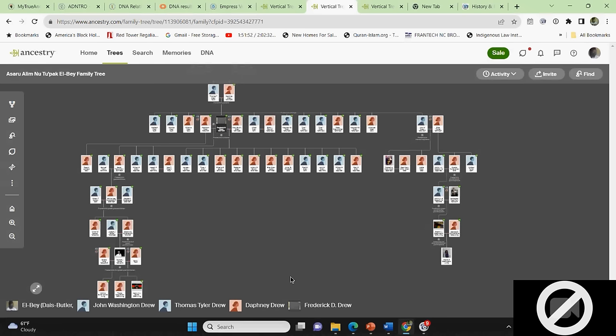His wife, the Empress, Rodiasi Gaston El-Bey, first cousin three times removed by marriage. And then that's not even talking about the fact that I didn't even get to the Turner in Washington side of the family, because I'm also related on the Washington Turner side of the family as well, because I showed y'all the Washington and the Turner family. So I'm also related to the Empress on another side of the family, which I haven't even gone into yet.